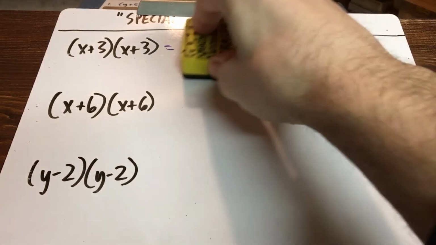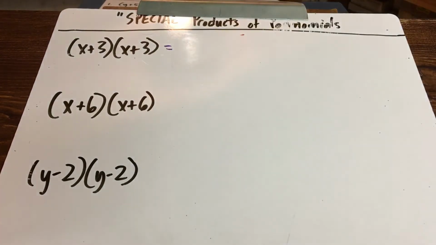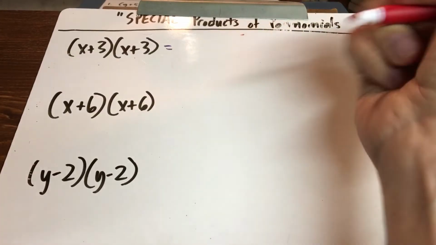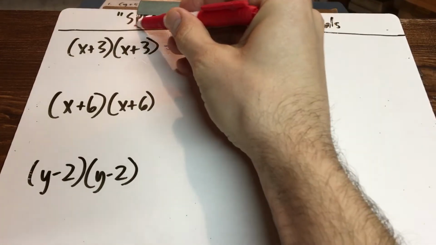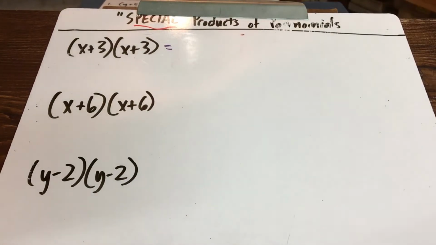These answers will not be binomials. These answers will be trinomials again. You'll have 3 terms in your final answer. All right, for example, let's imagine that we didn't even know that this was a special situation, and let's just work it out like we normally would have, right?